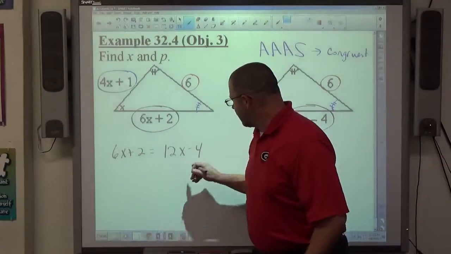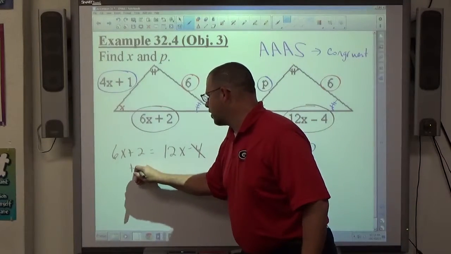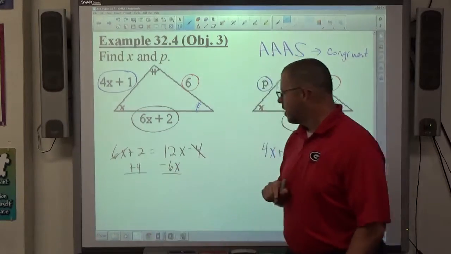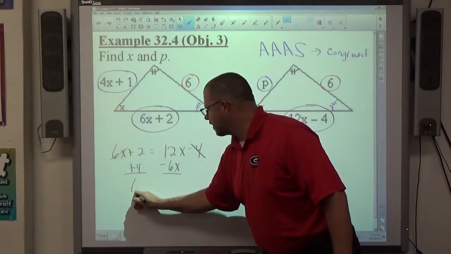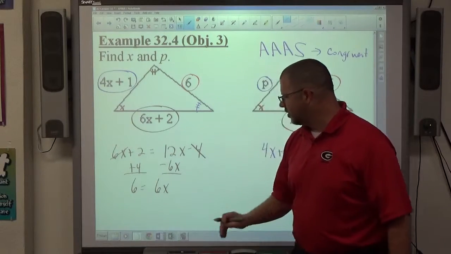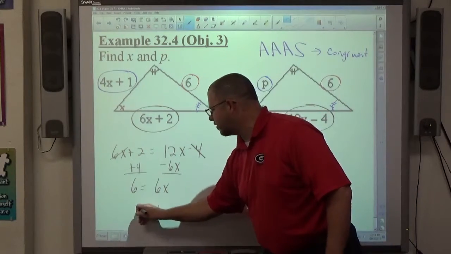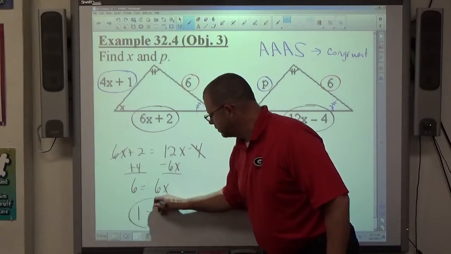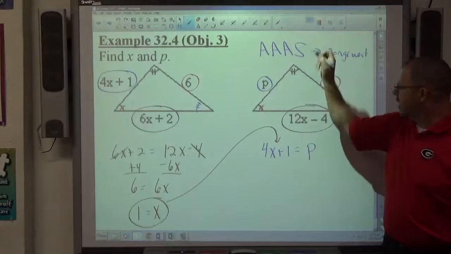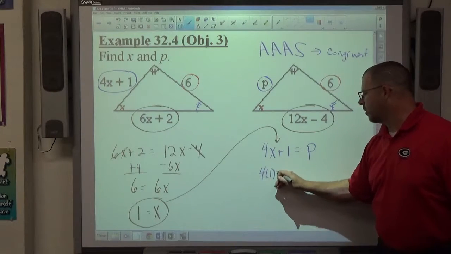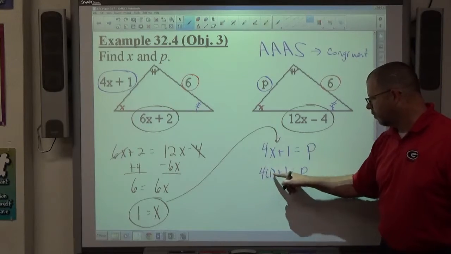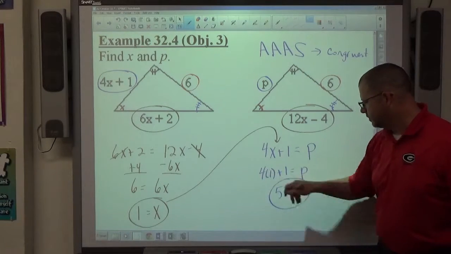All right? So what I'm going to do is I'm going to move the 4 over here, which makes plus 4. The 6x over here makes minus 6x. 4 plus 2 on the left is 6. 12x minus 6x on the right is 6x. If 6 equals 6x, we divide by 6, we get x equals 1. So that means they're both 1. X equals 1, which tells me then I can come over here and change this to 4 times 1 plus 1 equals p, which means that p would have to equal 4 plus 1, which is 5.